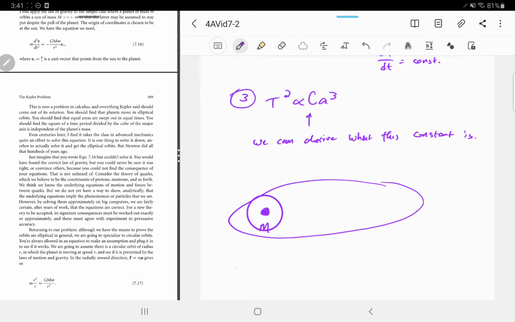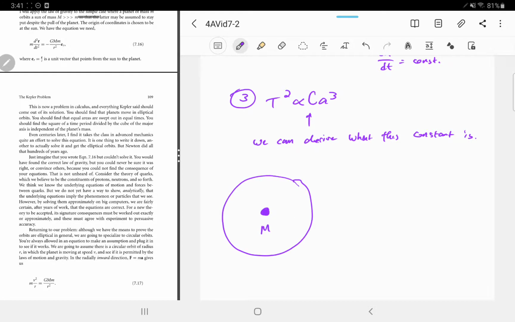So we'll call this C a cubed. For Pluto, this right here is 2a, the major axis length. That a could change depending on the orbit, and your period will change correspondingly. But the C is just going to depend on capital M. To derive C, we can just look at this circle. Maybe I'll draw a bigger circle. We can derive what this constant is by looking at a circular orbit.